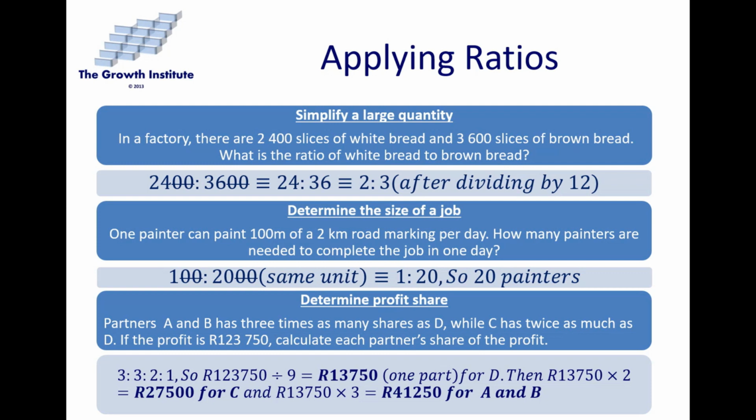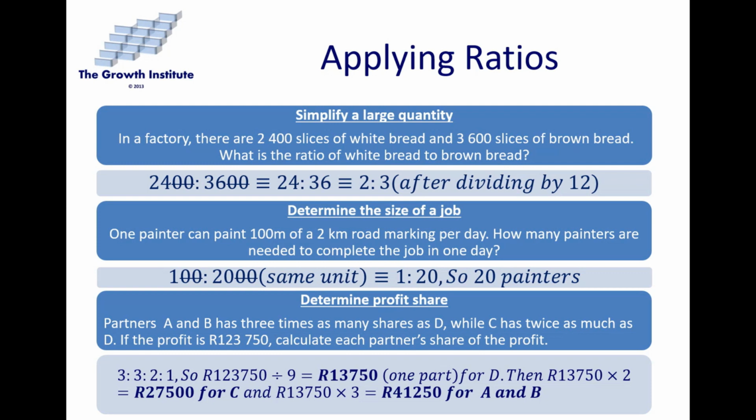The total profit was 123,750. Now go and look at all the parts of the ratio, and we go back to that very first slide under ratios, or the second slide, where we said that the parts of the ratio make up the entire thing. Okay, so how many parts are there here in total? Simple, we say 3 plus 3 plus 2 plus 1 gives us 9 parts in total.